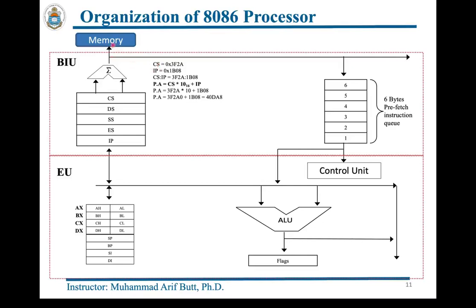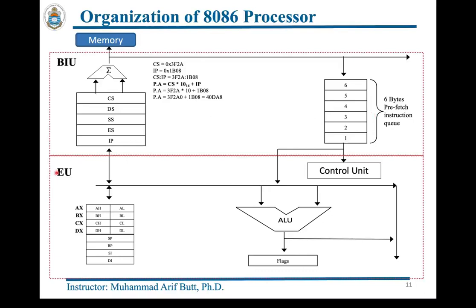Of course, this is a code segment, so that will contain an instruction. Fetch an instruction and place that instruction inside this 6-byte prefetch instruction queue, which works on the first in first out principle. And why a 6-byte prefetch instruction queue? Because in x86 instruction size varies from 1 byte to 6 bytes.